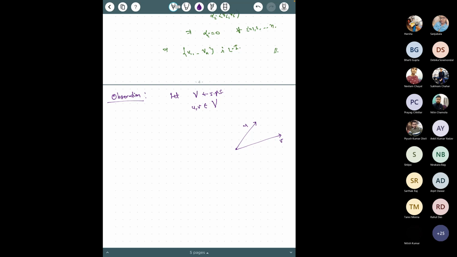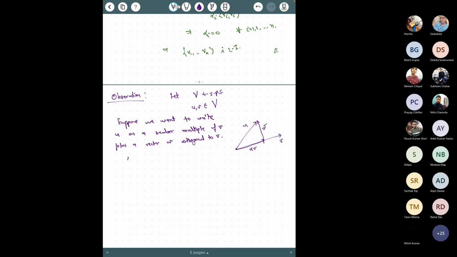What we want to do is write this vector u as a scalar multiple of v, that means some alpha times v, plus a vector w which is orthogonal to v. So this is w, and this is alpha v. Suppose we want to write u as a scalar multiple of v plus a vector w orthogonal to v, as suggested in this picture drawn here.